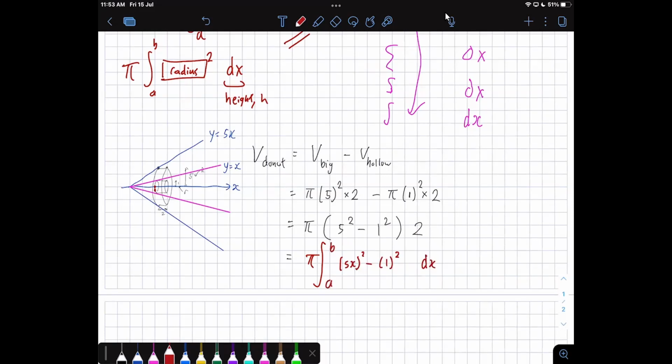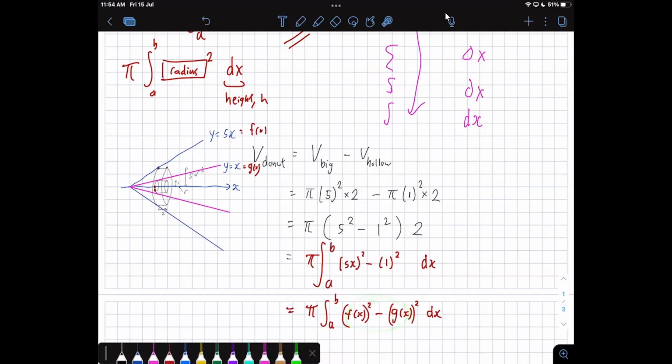From A to B, right? So in other words, if you generalize further, we call this f of x. We can call this g of x. It will be pi times the integral from A to B of f of x, the upper region, squared, minus away the lower region, squared, dx. This is the general formula.